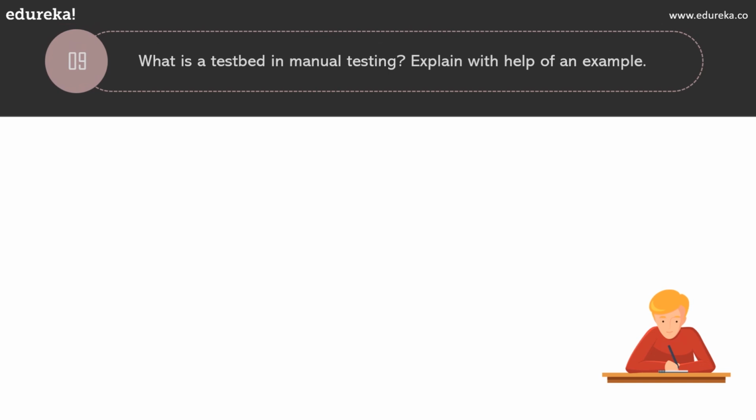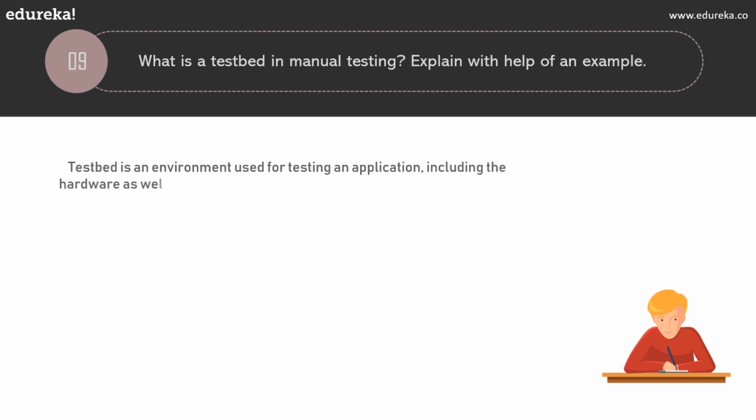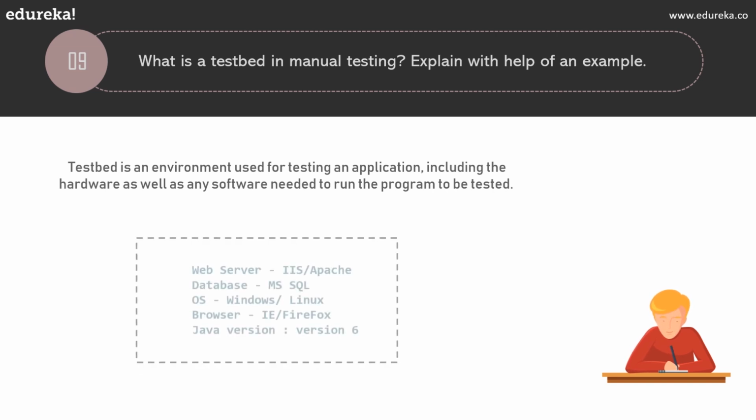The next question that we have is, what is a test bed in manual testing? Explain with help of an example. Test bed in simple terms is a test execution environment which is configured for testing. It consists of hardware, software, network configuration, application which is under test, operating system settings, software configuration, test terminals, and much more. So in simple terms, it's a test execution environment which is configured for testing.